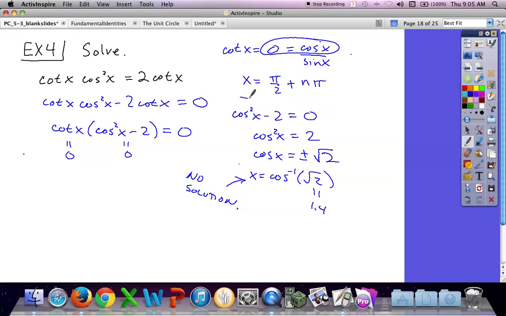The only solution came from the cotangent factor. Right? If at this step here, you just divided both sides by cotangent, you would have lost the solutions to it, right? Because you divided it out. That was the source of all of our solutions. That's why you don't want to do that.